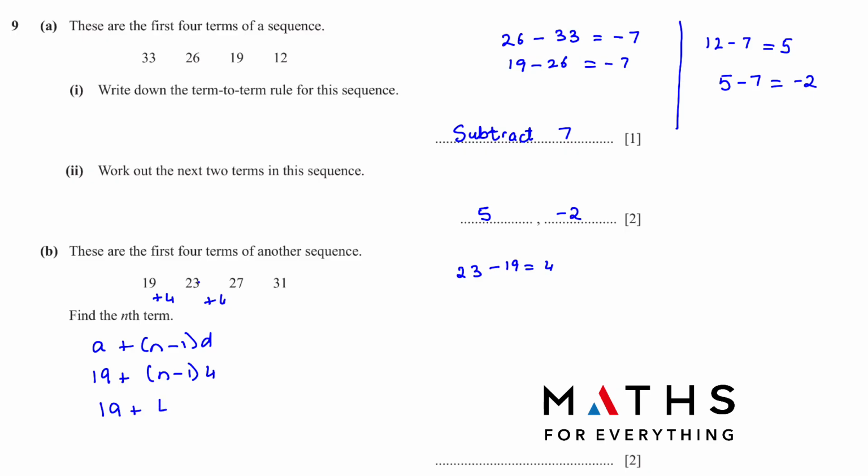Expand the bracket. 4 times n is 4n, and negative 1 multiplied by 4 is negative 4. The like terms we add together. 19 minus 4 is 15. So this is our nth term, 4n plus 15.